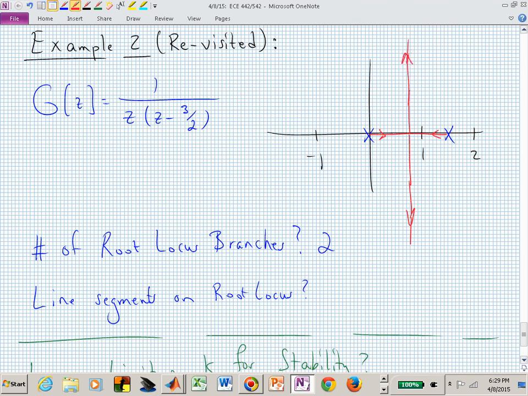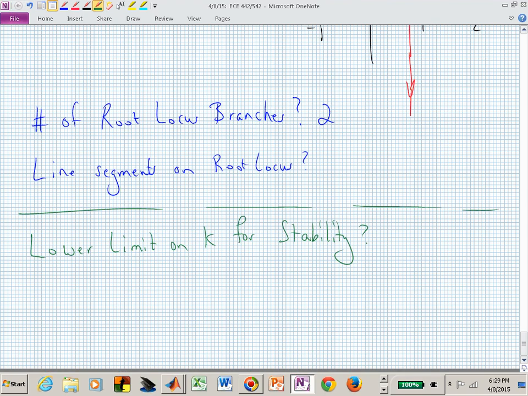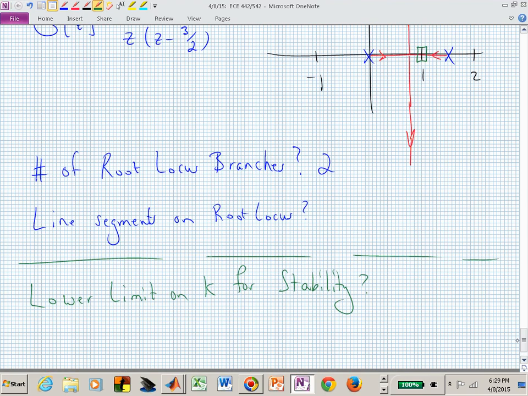And they're going to go off to infinity. The lower limit on stability is going to be when we crank up the gain k to get to that point. Is that clear? We want to know what is the gain k when z is equal to 1.